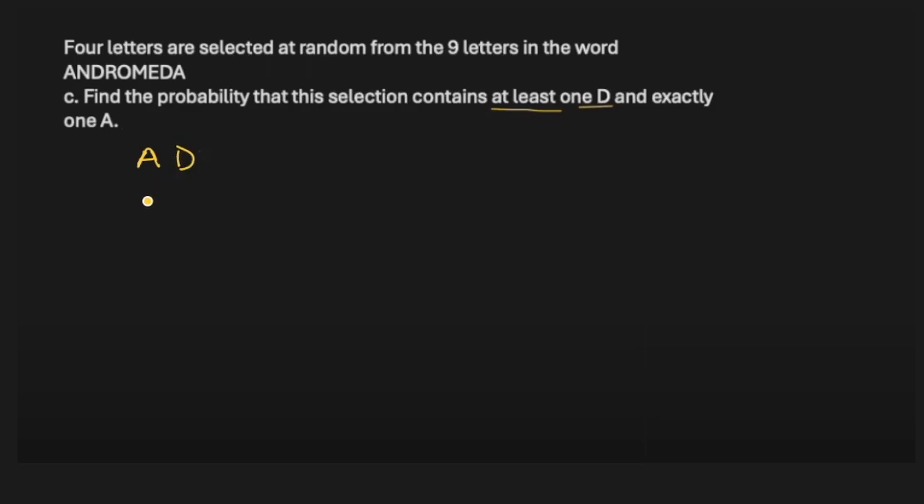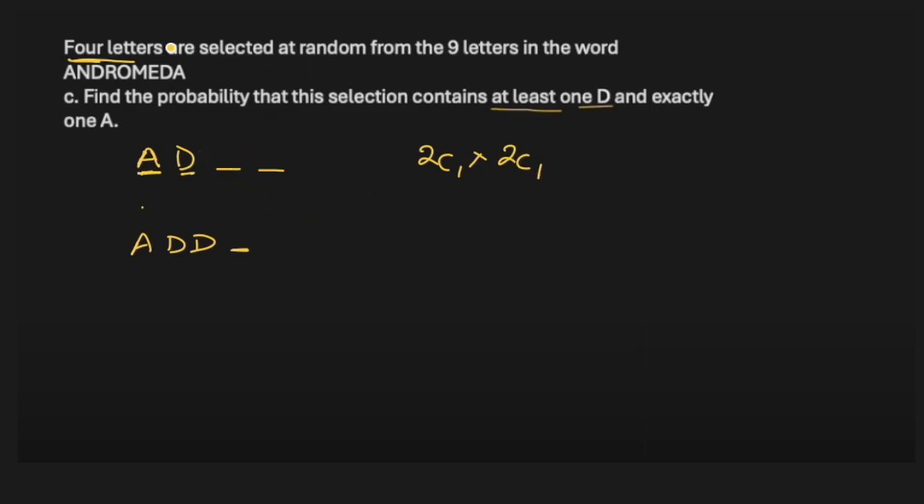So one D is here. Exactly one A and two Ds. That is also part of at least one D, but we can't have three Ds because there are just two Ds. So these are the only cases we are selecting 4 letters. So that means we need 2 more and only one here. So first we have to select A, which one will be part of it. Then we have to select D, which will be part of it out of 2 Ds.